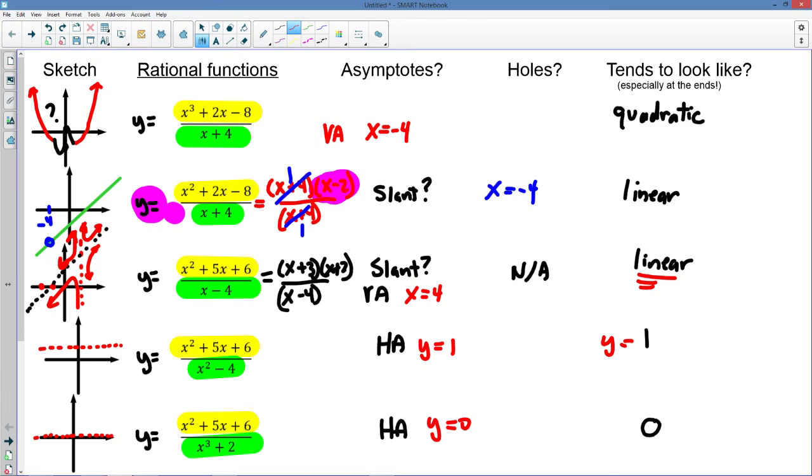We have a vertical. I'm just going to go quick here because I think you know how to do these already. We have a vertical here at, oh, actually, I got to be careful. That's not true because the numerator does factor. So let's do that. So this is, again, x plus 3, x plus 2, and this is x plus 2, x minus 2. So I got to be careful. There is a hole at -2, and there is a VA still at x equals 2.